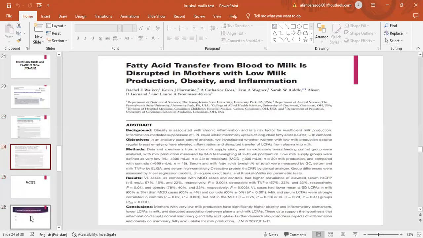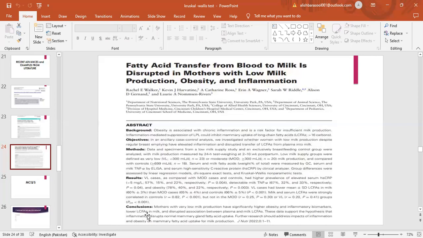There's another article: fatty acid transfer from blood to milk is disrupted in mothers with low milk production, obesity, and inflammation. In the background, obesity is associated with chronic inflammation and is a risk factor for insufficient milk production. Inflammation-mediated suppression of LPL could inhibit mammary uptake of long-chain fatty acids. In an ancillary case-control analysis, we investigated whether women with low milk production despite regular breast emptying have elevated inflammation and disrupted transfer of fatty acids from plasma into milk. Methods. In the methods, they have used assessment by linear regression methods, chi-square exact tests, and Kruskal-Wallis non-parametric tests.